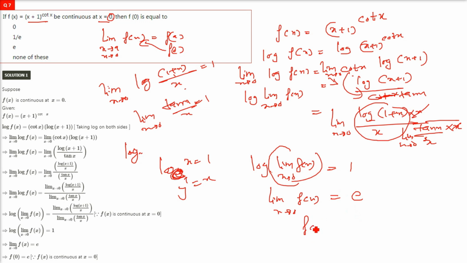So f(0) is e because basically f(0) is what? The limit. As I told you, it is basically the limit.